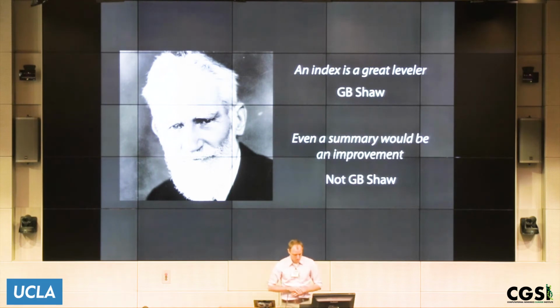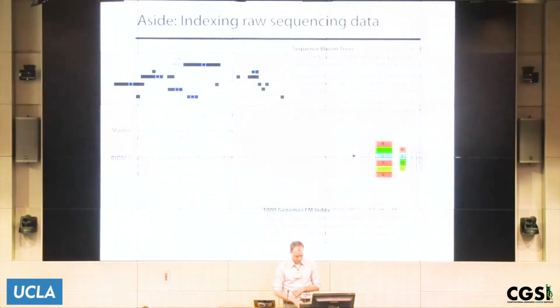So even a summary would be an improvement, did not say Bernard Shaw. I said that. But so to make sequencing data easier to use, we're going to use some combination of indexing and summarizing. And computer scientists love indexing. We've studied it for a long time. Statisticians love summarizing. Computer scientists love summarizing. These are great things for computationalists to think about.